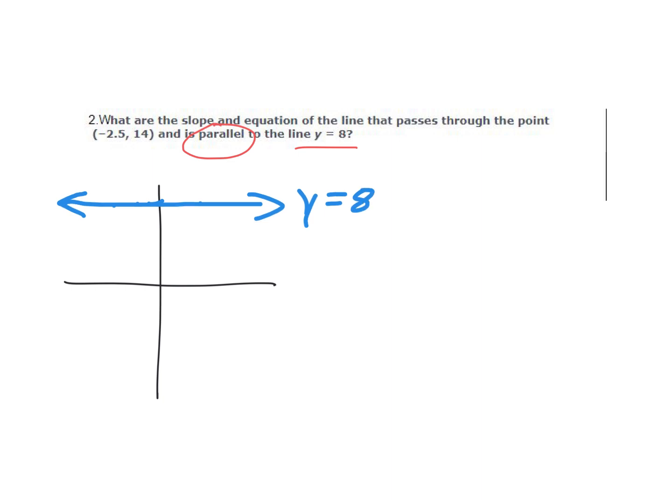Horizontal line. Now remember, when we talk about horizontal lines, we use the mnemonic HOY, H-O-Y. The H being it's a horizontal line. The Y being the equation is y equals a number. In this one, it's y equals 8. And the O stands for how we describe the slope, which is supposed to be a 0. So we actually call this a 0 slope.